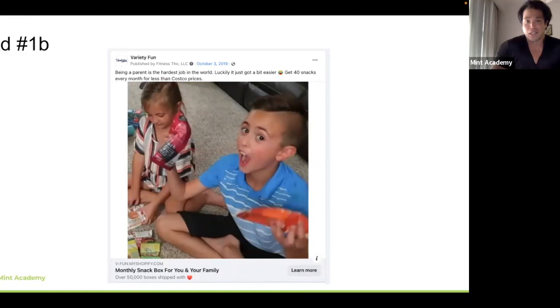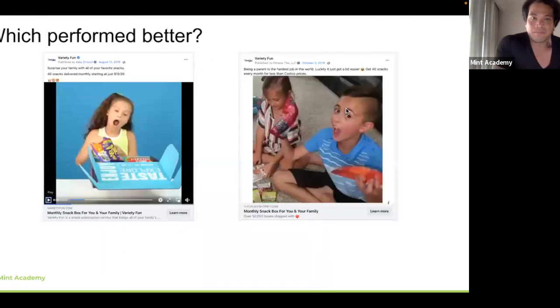It's a blurry image of two kids opening up the snack box that's being advertised. I think that they tagged the company Variety Fun on Instagram, and then Variety Fun reached out to them and got permission to use a picture. And obviously this is a very, very amateur shot. So which performs better? Well, a little bit of a spoiler given the name of the lesson that we're talking about today, but let's look at it anyway.